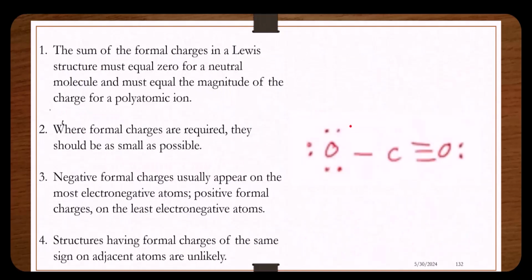Okay, let's go ahead and review this molecule with these 4 guidelines. We said there is a negative formal charge on this oxygen. The carbon was neutral, and there was a positive charge on this oxygen. So looking at the first rule, the sum of the formal charge in the Lewis structure must equal 0 for a neutral molecule. And this is a neutral molecule, so this checks out.